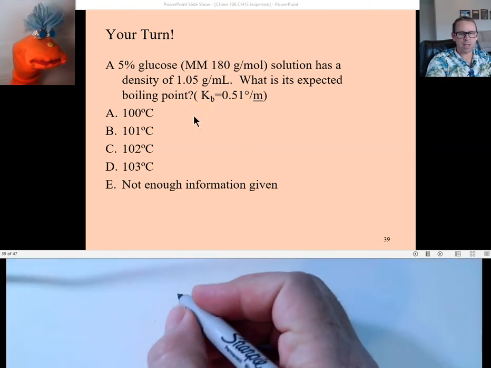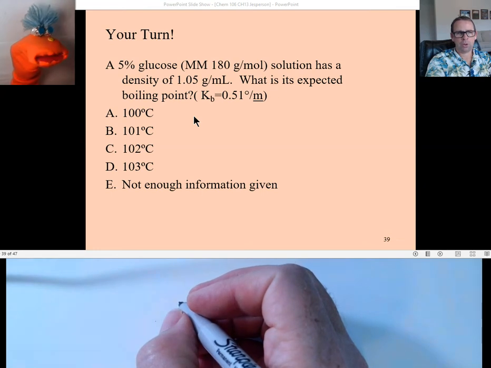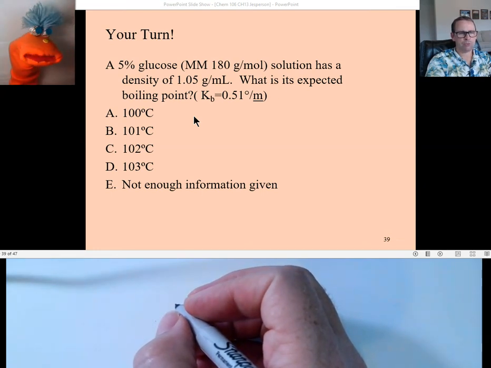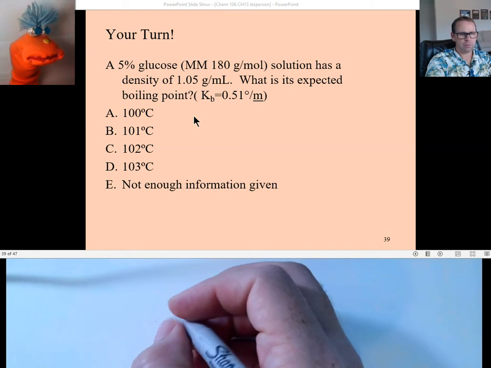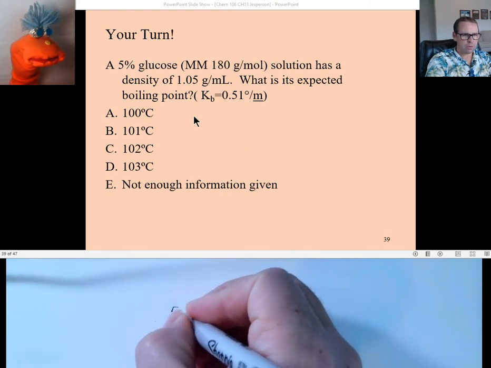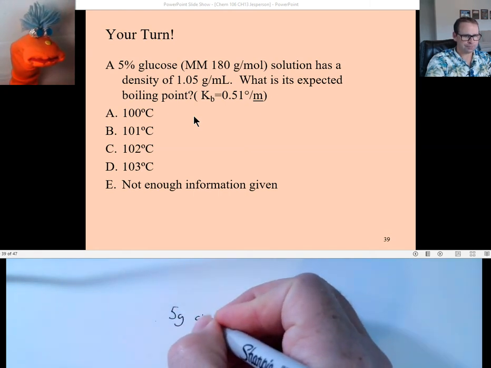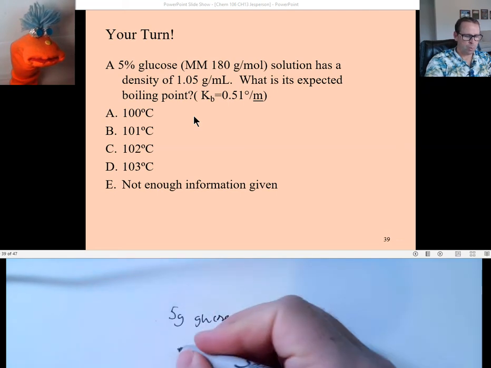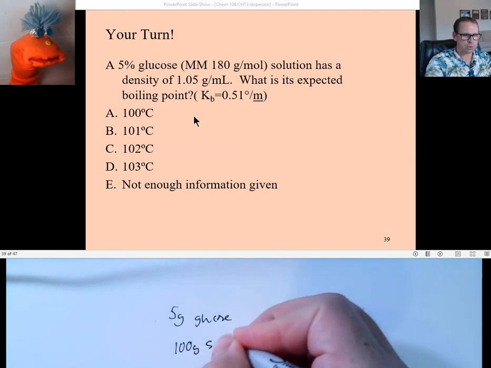So what does 5% mean? Well, it doesn't mean 5 molal. It means like 5 grams of glucose for every 100 grams of solution. Very good. So 5 grams of glucose for every 100 grams of solution.